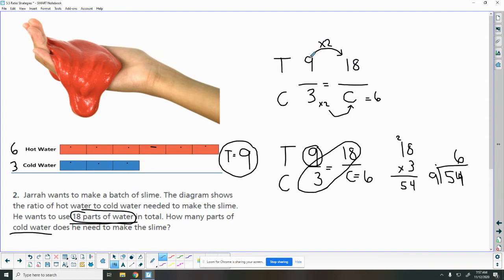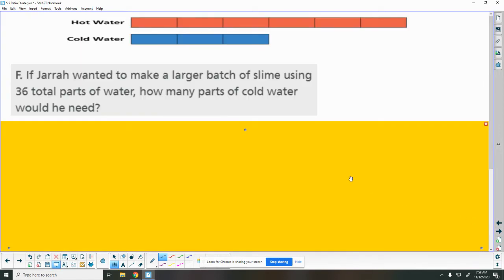This one is a little easier just because 9 is a factor of 18. But sometimes we will be working with numbers that are not nice factors and they're not fact families of each other. So they won't always go in there perfectly. And that's when this proportion strategy really comes in handy. So let's answer a few other questions about this.